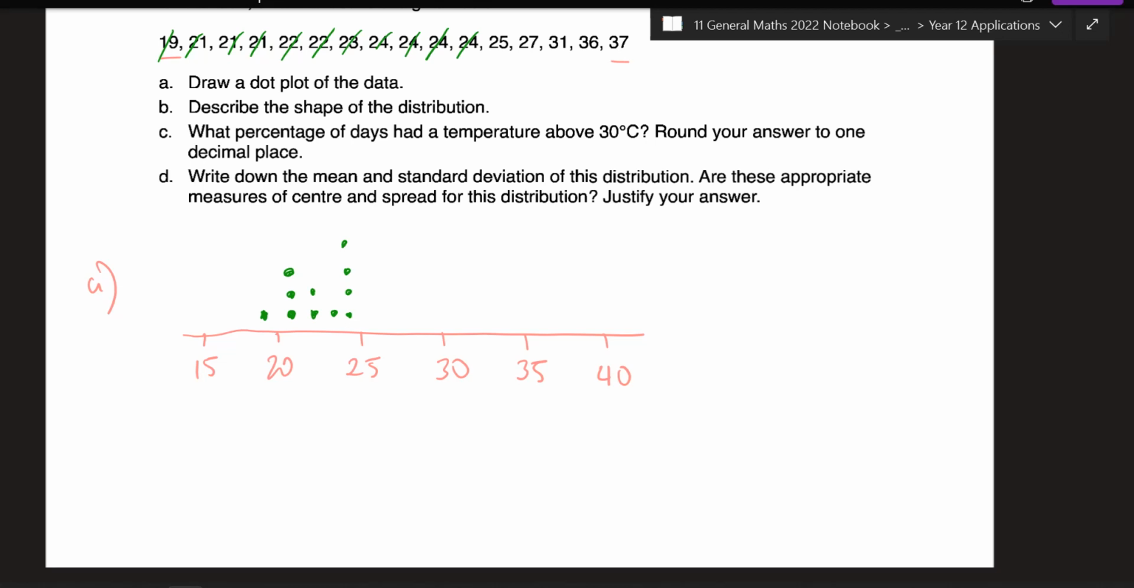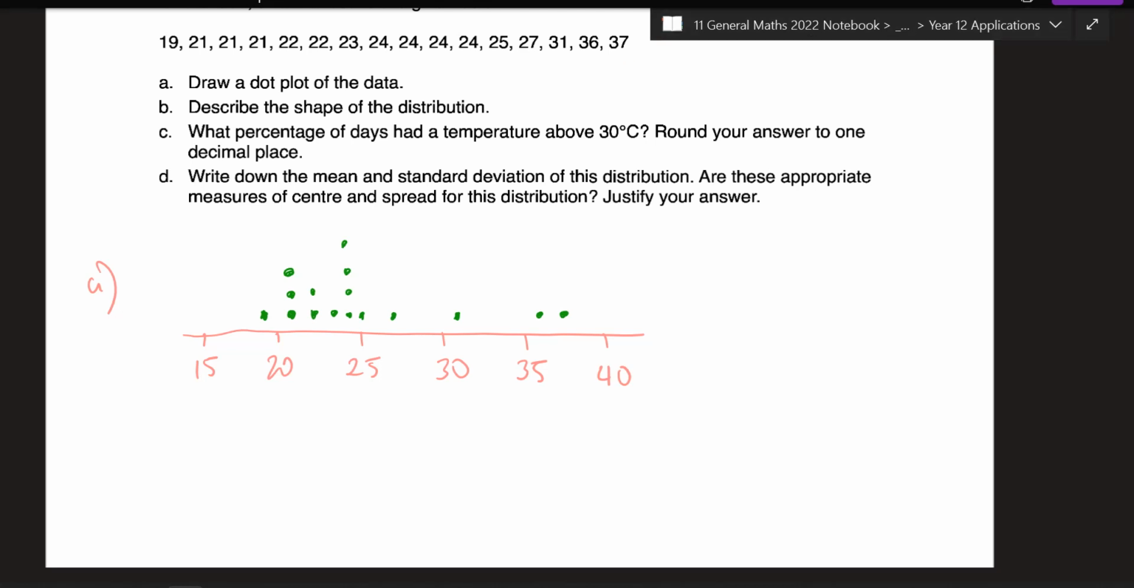Okay, and then you've got 25 in there. And you've got a 27, so that should be more than 26. And then you've got 31, so that's after the 30. And then 36, so that's after the 35, and then 37, which is about here. Okay, so there's our dot plot for that distribution of the data there.